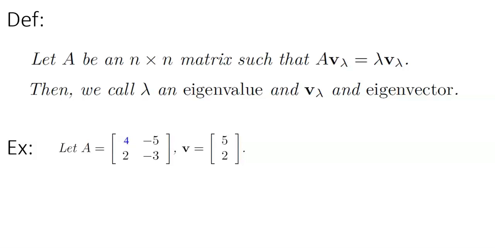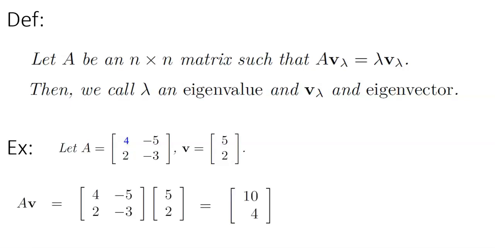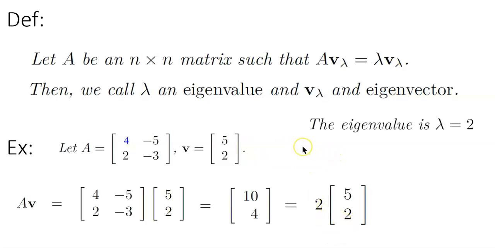Suppose I have this matrix A and this vector V, (5, 2). If I multiply them together, I get (10, 4). And (10, 4) is a multiple of (5, 2). So we get 2 times (5, 2). So we now have lambda equal to 2 as the eigenvalue, and the eigenvector is (5, 2). Actually, it's going to be any multiple of (5, 2), but (5, 2) is what we have.